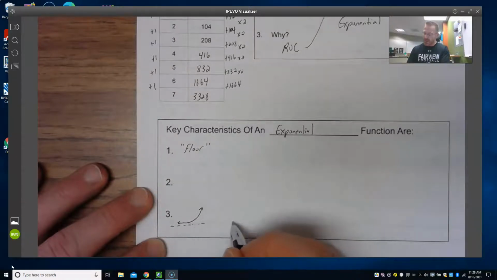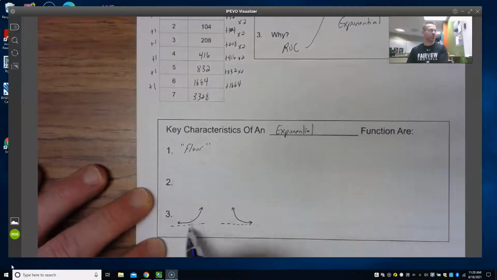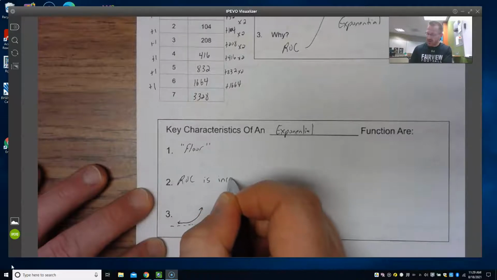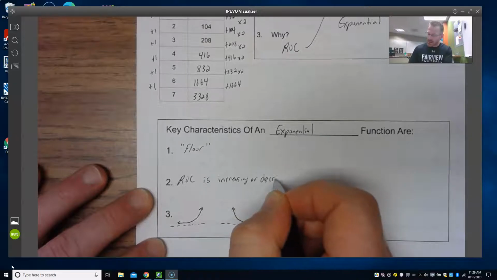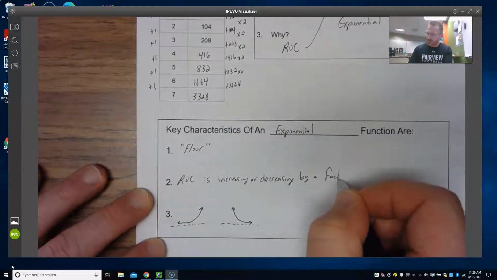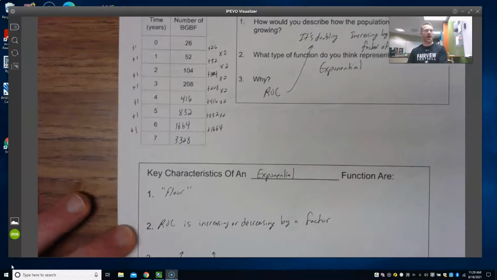And then if it's a decreasing exponential function, it's going down. So exponential decay. So this is exponential growth. This is exponential decay. It's going to get really close to that floor. So it has a floor. And then the rate of change is increasing or decreasing by a factor.